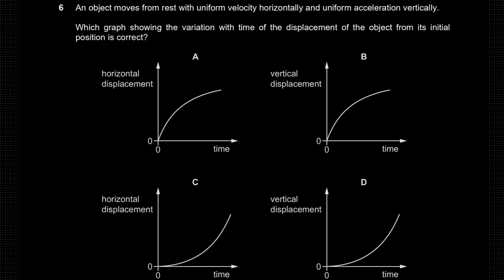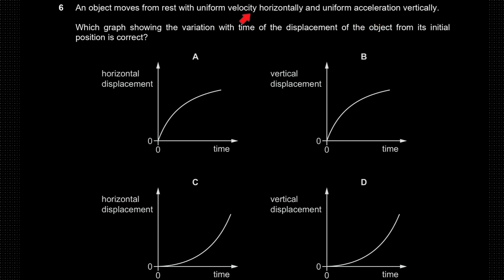So an object moves from rest with uniform velocity horizontally and uniform acceleration vertically. Which graph showing the variation with time t of the displacement of the object from its initial position is correct? So a couple of points to note here. First off, you have a graph of horizontal versus vertical displacements which is given, and it's moving from rest with uniform velocity horizontally and uniform acceleration vertically.